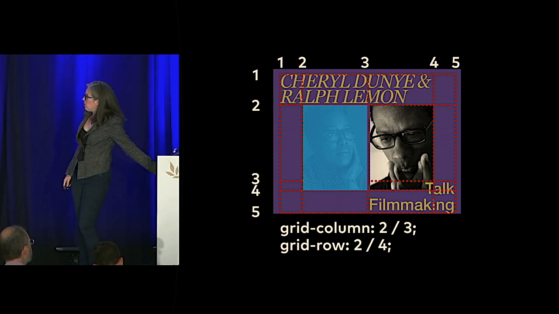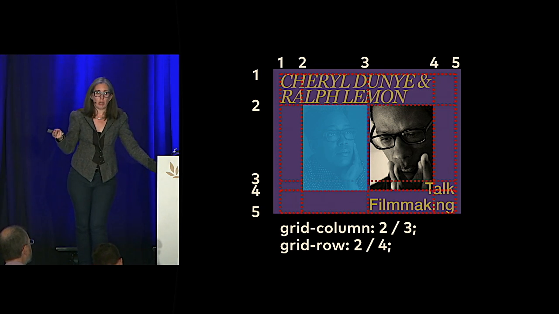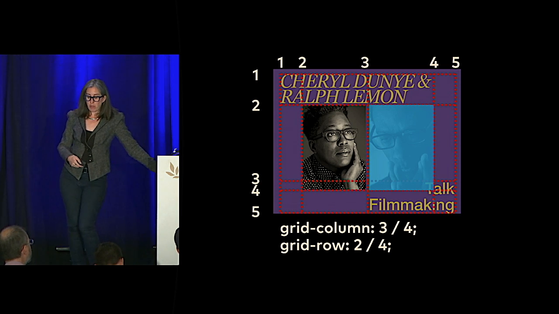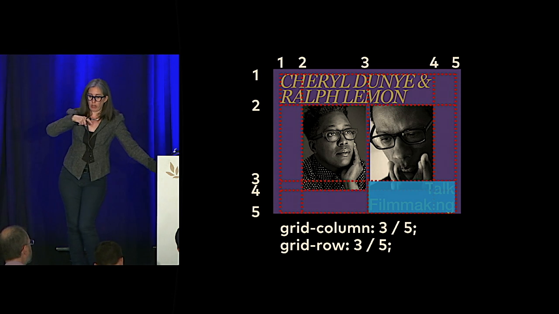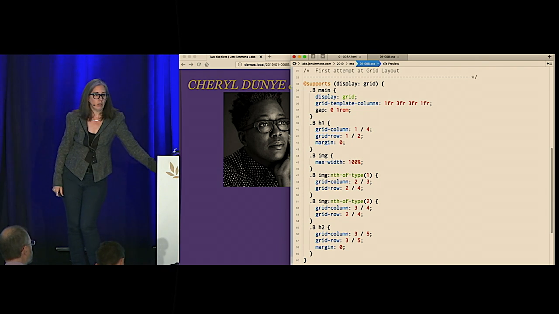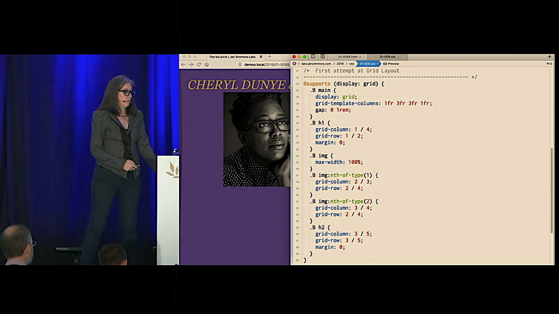So then we take this image, and we're going to say, hey, you're going to go from column line 2 to 3, and row line 2 to 4. This is usually when I'm pretty confused, and I need my reference drawing to help me figure out what the numbers should be. Same thing with this image, row line 2 to 4, but the columns are going to go 1 to 3, 3 to 4, and then this little H2 headline, line 3 to line 5. And then there's all the code that you write. I'm not going to talk through it because I just kind of did. That's the mental model for the code that you'll be writing.